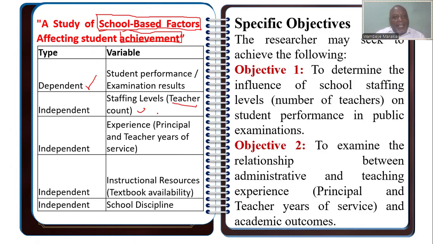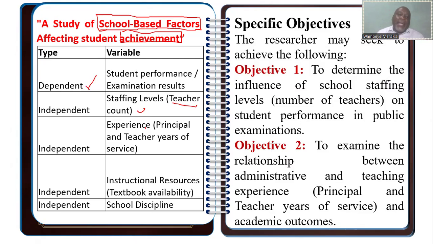The second independent variable is the experience, and this is the experience of the principal and the number of years the teachers have been in service. That will form the experience, because these are school-based factors. Another factor I will consider is instructional resources. There are so many instructional resources, might include the laboratories, might include many other things in the school. But in this case, I'll look at the textbook availability.